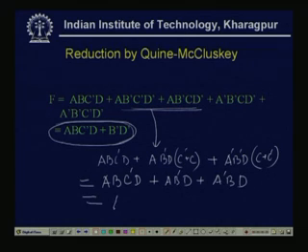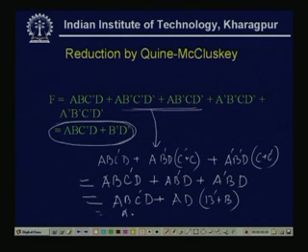Again, from here A and D are common. So, A B C' D plus A D, then B' plus B. So, this can be A B C' D plus A D. Now, from here again we can reduce: A D times B C' plus 1, that means 1, and that can be reduced to A D. So, this type of reduction is possible.